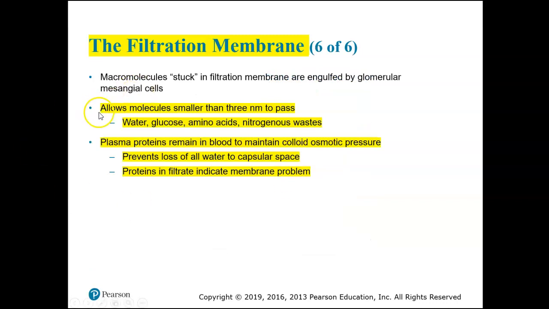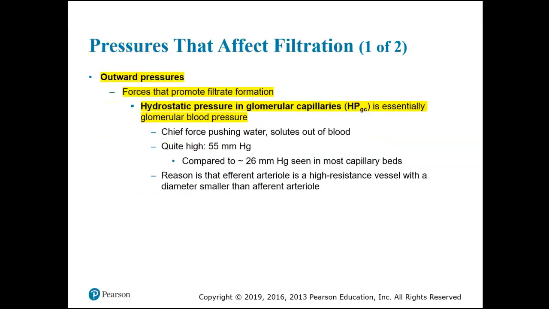Okay, so the filtration membrane allows molecules smaller than 3 nanometers to pass, and what we need to know about that is water, glucose, amino acids, and nitrogenous waste like urea. And then plasma proteins stay in the blood and prevent the loss of all water to the capsular space, the Bowman's capsule. If you do have proteins in the filtrate, that indicates that the filtration membrane is damaged, because proteins are typically too large to pass through that membrane.